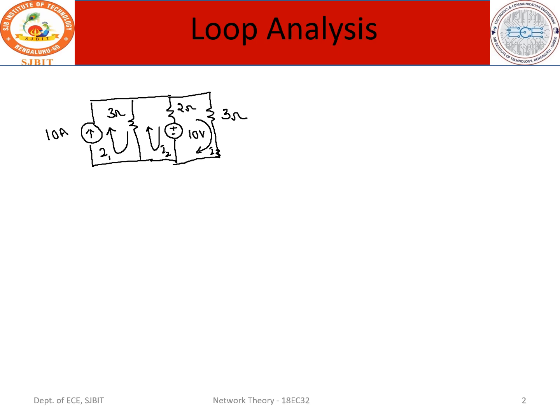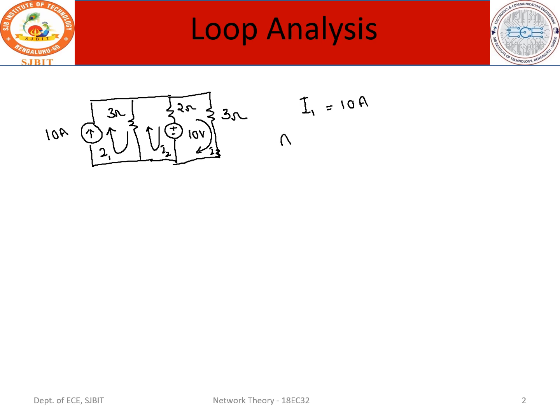So in this diagram, the assumed current I1 is the same as the existing current 10 amps. Therefore, I1 is equal to 10 amps. In this example, assumed current I1 is in the same direction as the existing current 10 amps. Therefore, I1 is equal to 10 amps.